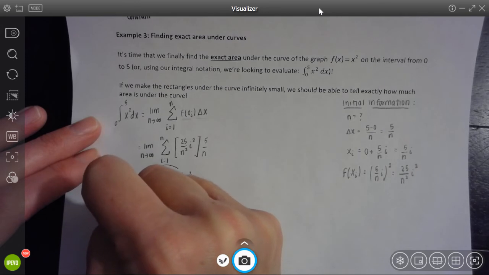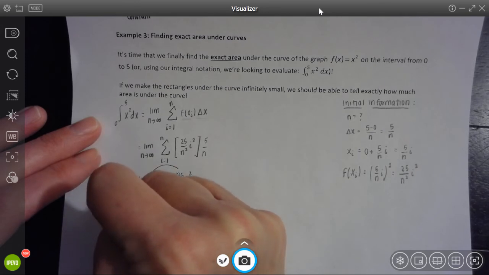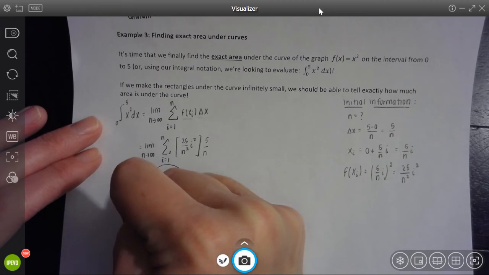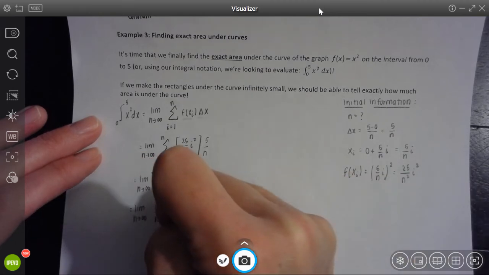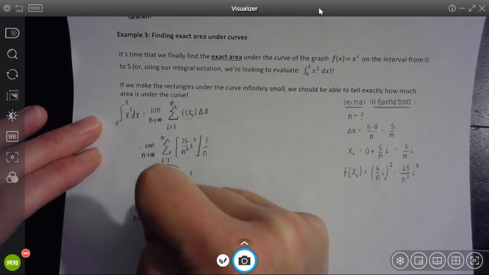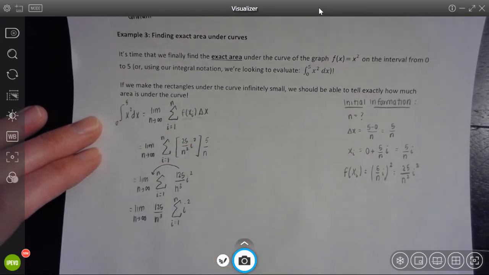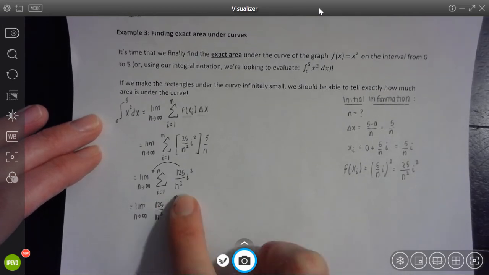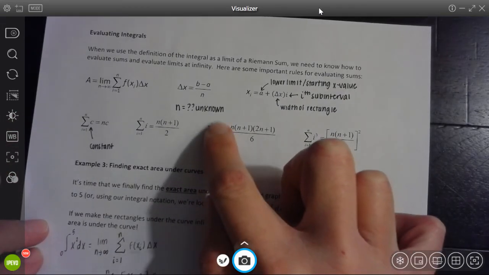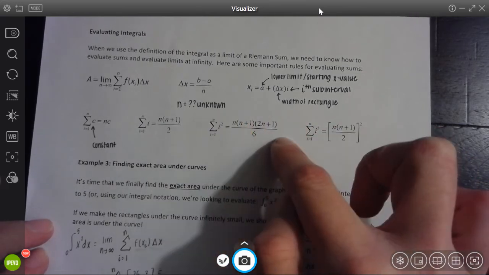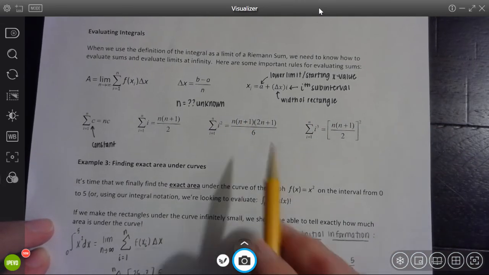So I'm going to write my limit as n is approaching infinity, and I'm going to say that's 125 over n cubed. And what we're really doing is taking that summation from i equals 1 to n, and now we're left with just i squared. So this quantity here is exactly what we have written up here. So we're actually going to be able to replace that with this n times n plus 1 times 2n plus 1 over 6.